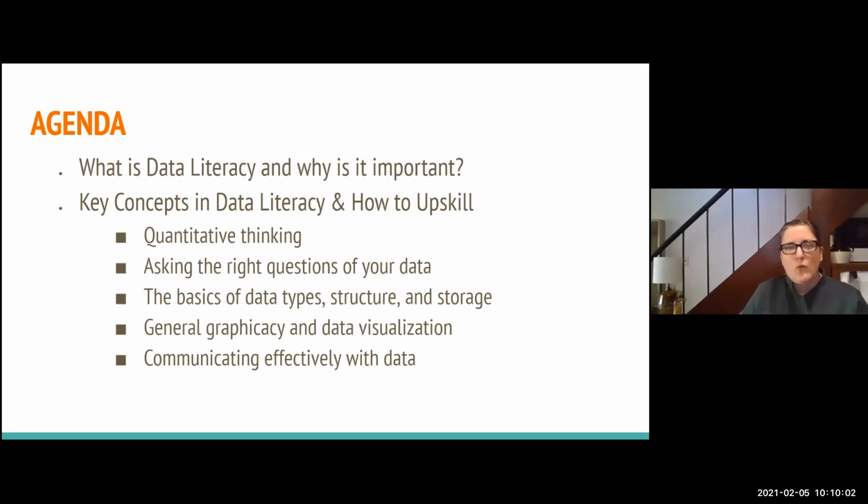We're going to cover what the definition of data literacy is, and then we're going to cover a cluster of skills that you need to understand and get a start with furthering your literacy and upskilling, if that's interesting to you.